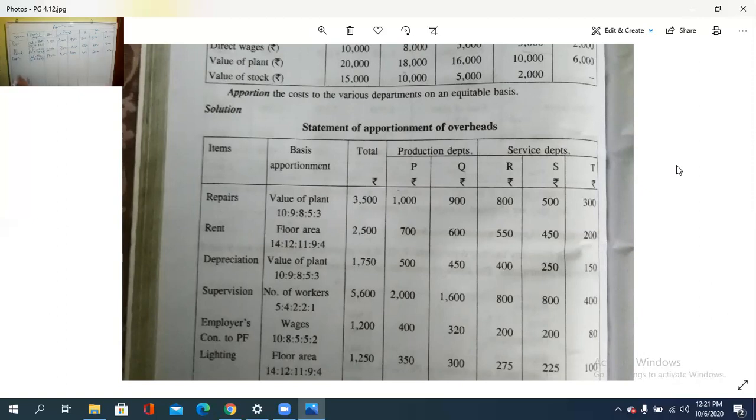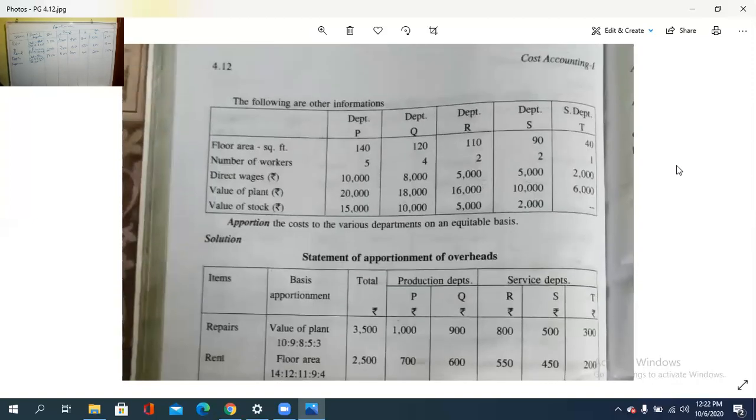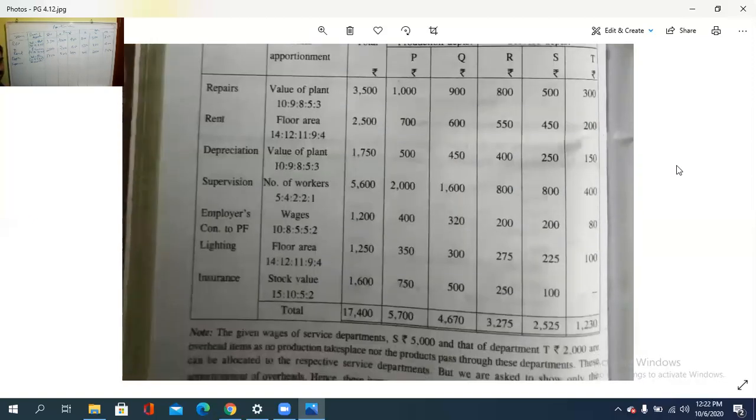Then comes supervision. Supervision is on what basis? Number of workers. Number of workers is 5 is to 4 is to 2 is to 2 is to 1. So in this way, 5 is to 4 is to 2 is to 2 is to 1.